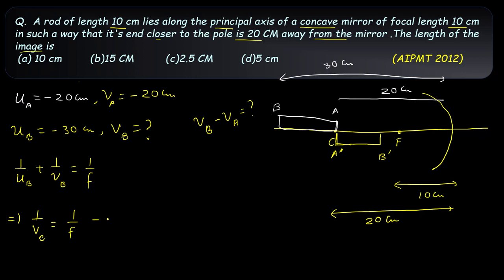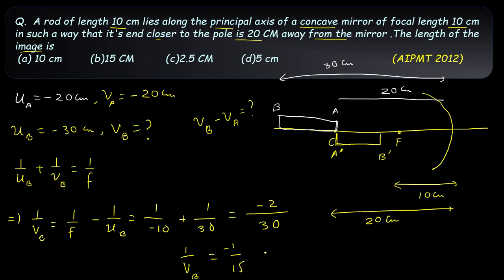So 1 by f minus 1 by u_B, applying proper sign convention, this is minus 10, and this will be equal to minus minus plus 30. So this will be equal to minus 30, 3 minus 2, so this will be equal to minus 1 by 15, or v is equal to minus 15. So what is the length of this image? Length of the image would be equal to minus 15 minus minus 20 equal to 5 centimeter. That's the answer. Let's move on.